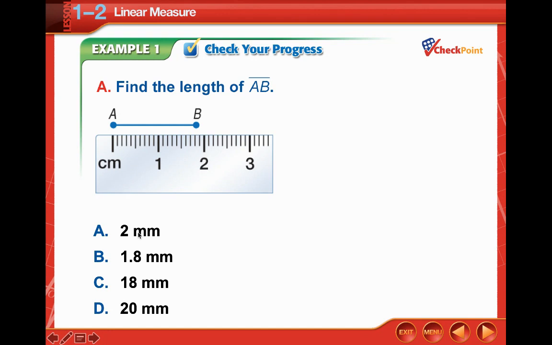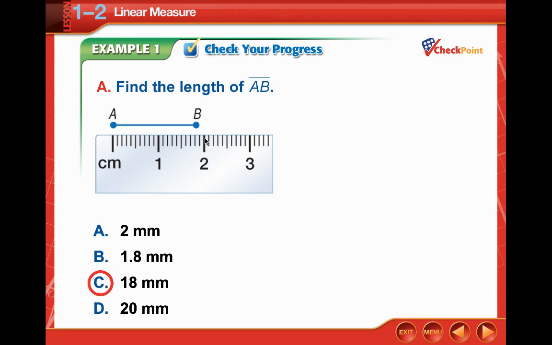So it's definitely not A. A is 2 millimeters, and that would be right here, okay? So we know it's not A. 1.8 millimeters is even less, all right? So that would be like right here. So it's definitely not B. 18 millimeters looks right because this is 10, and this is 11, 12, 13, 14, 15, 16, 17, 18. That looks to be about 18. I believe C may be the correct answer. Again, 20 is too far. This is 20 millimeters right here. All right, let's double check. And it is 18 millimeters.